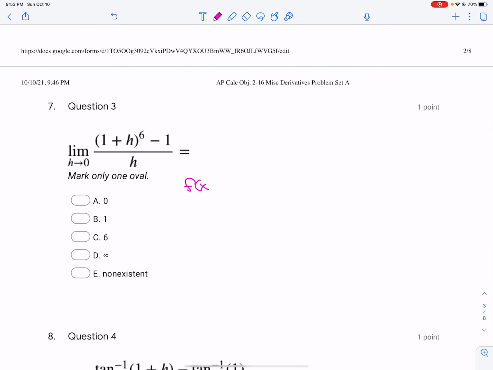So my f of x is equal to x to the 6th. My derivative is equal to 6x to the 5th. I want it at x equals 1. So f prime of 1 is 6 times 1 to the 5th, which is 6.